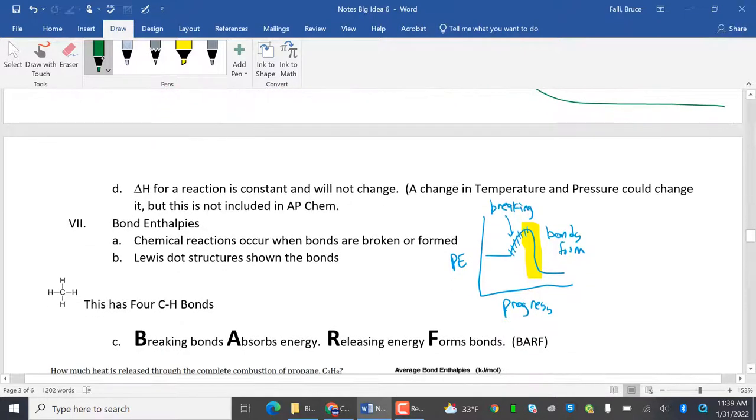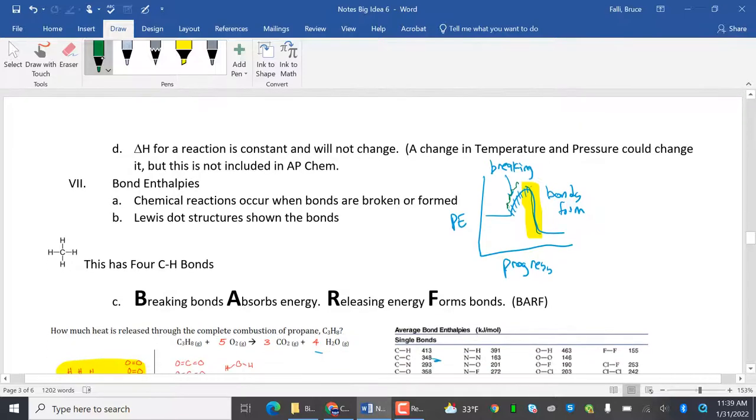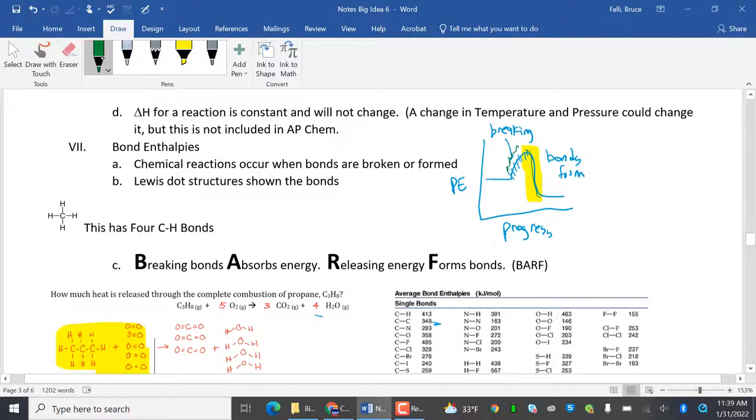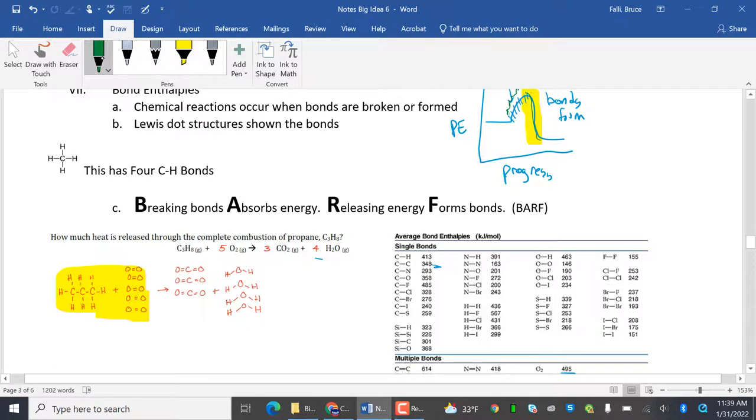All right. So we're going to look at bond enthalpies. Chemical reactions occur when bonds are broken or formed. So a Lewis dot structure will show the bonds. We've got our breaking, and we got our forming. Right, so CH4 has 4 C to H bonds. Hey, how about that? And our old friend BARF: breaking absorbs energy, and releasing forms bonds.